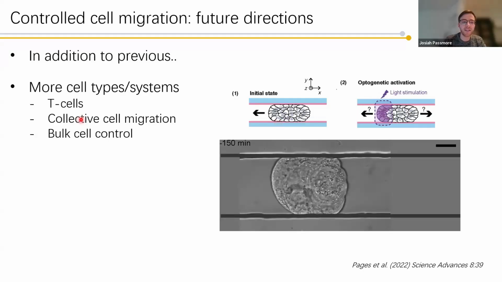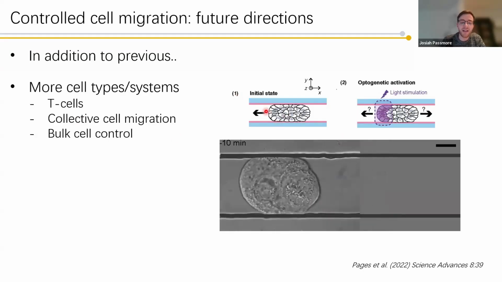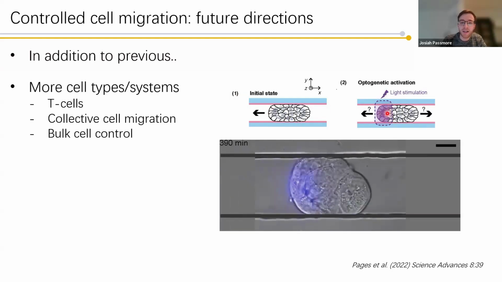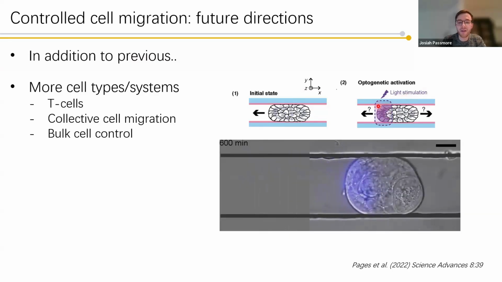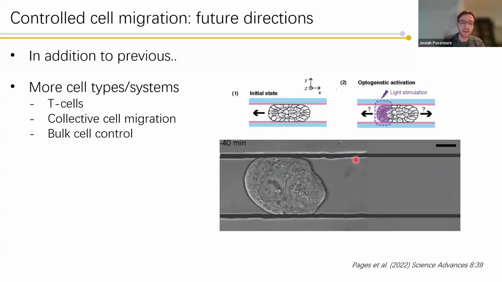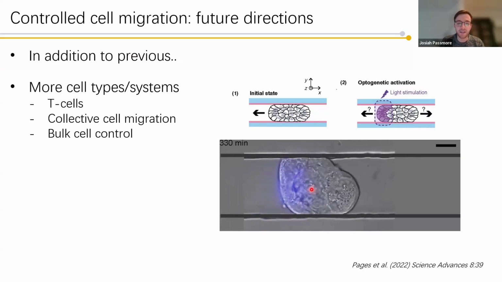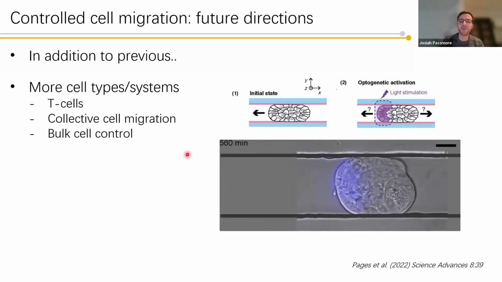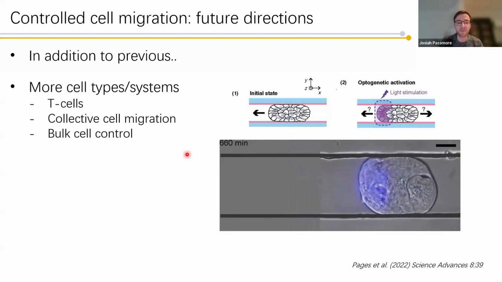I'm also interested in collective cell migration. So this is a very cool paper here where they show that by transfecting cells with opto they can migrate in an amoeboid-like manner, where even though this is a big group of cells, just by illumination on the back of the cell, the back of this cluster, you're able to migrate this entire cluster in one direction, which I think is super interesting.